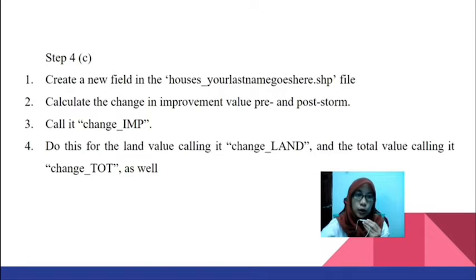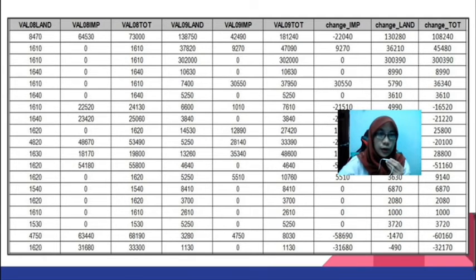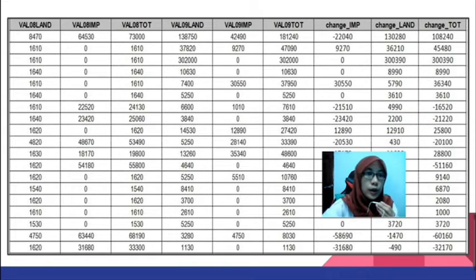We call it change_imp. We do this for the land value, calling it change_land, and the total value, calling it change_total as well. Here is the figure, or the data, that we can get from the software. We get the value, this one, from what I explained earlier.